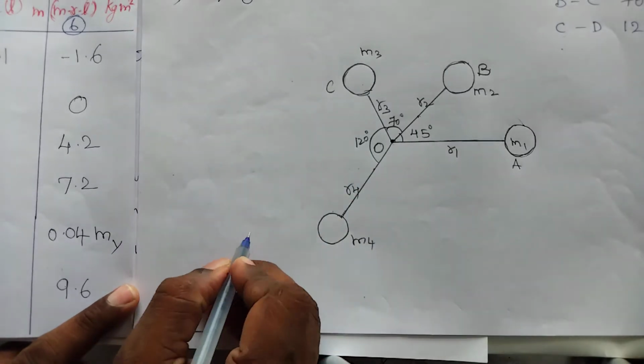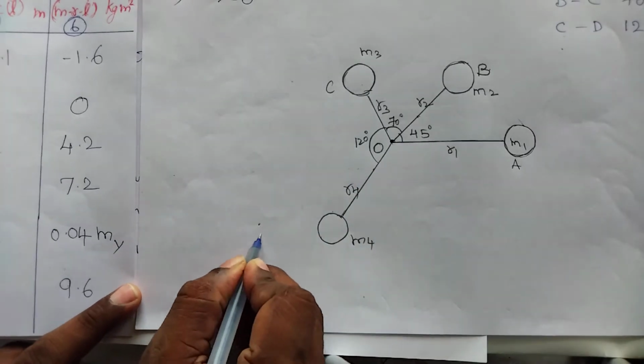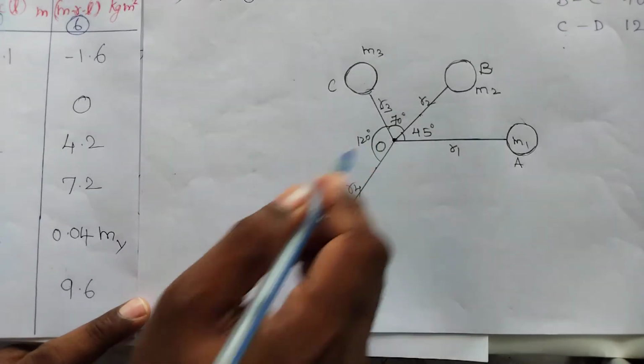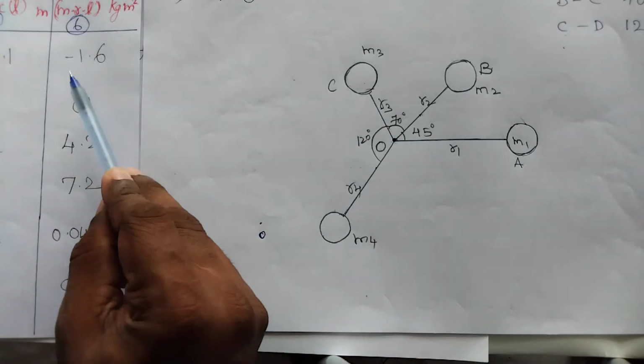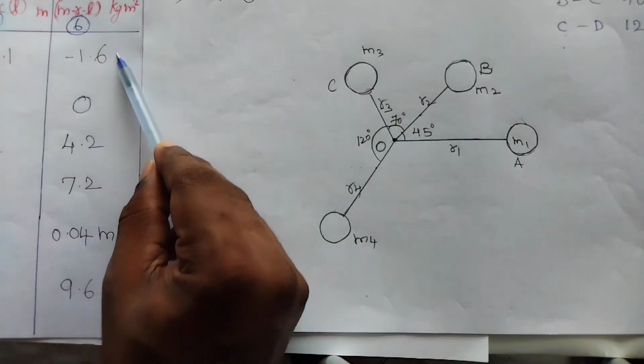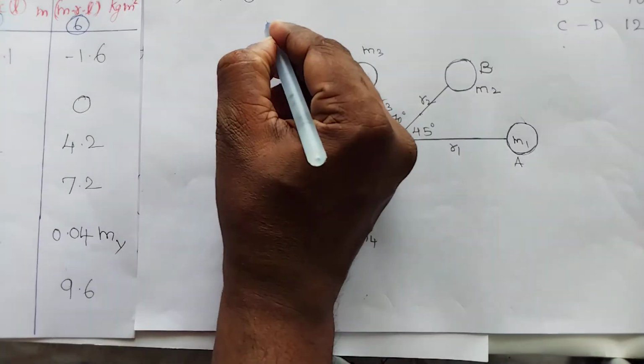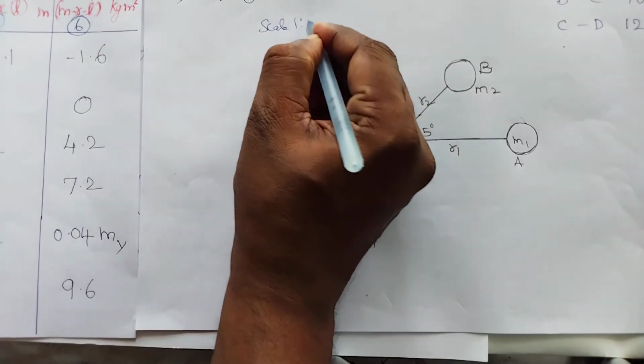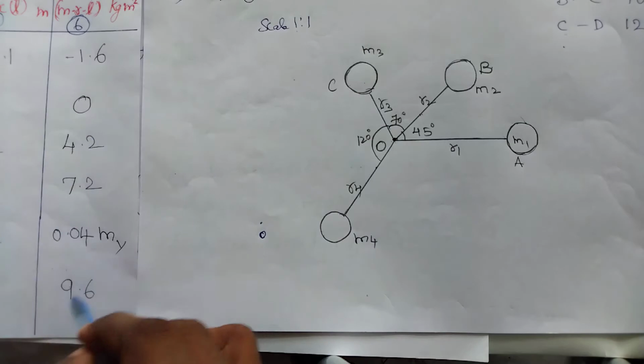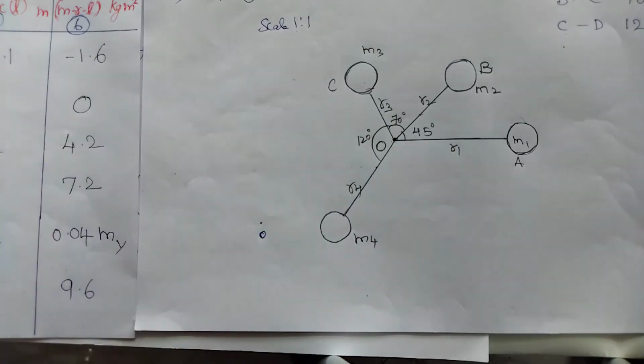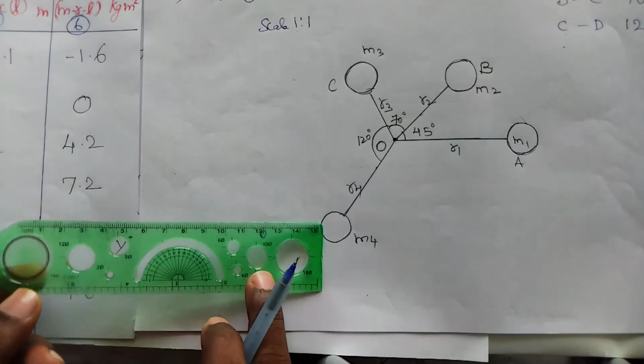I'm going to fix the origin point here as O. This origin point I fixed here. So the first value is negative 1.6. I'm going to take this scale as 1:1. 1:1 means whatever the value here, I'm going to reproduce the same here. So minus 1.6 means I'm going to take it as 1.6.